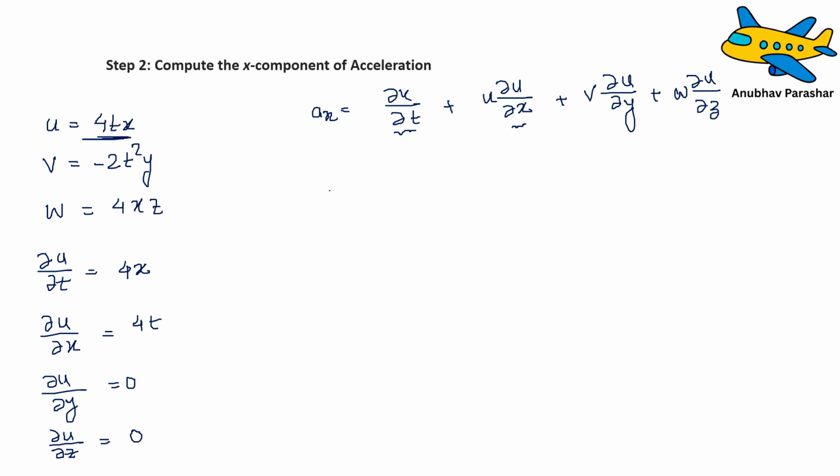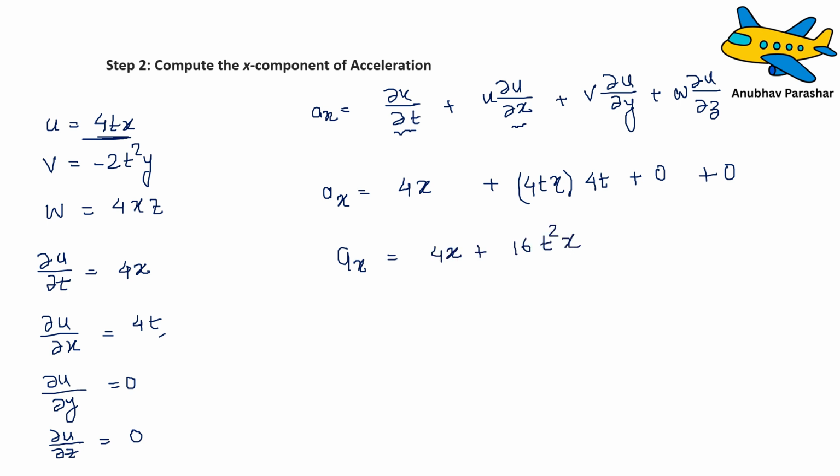Now, if you substitute these values in the acceleration part, so du by dt will simply become 4x, right? And u is 4tx multiplied by 4t, plus 0 plus 0. So if you see, this is nothing else but ax is equal to how much? 4x plus 16t square x. So this is the acceleration in x direction.